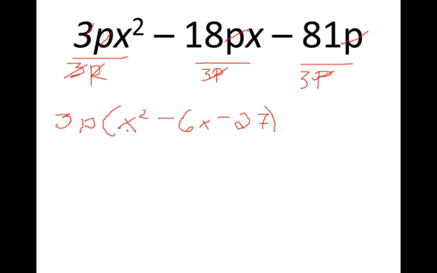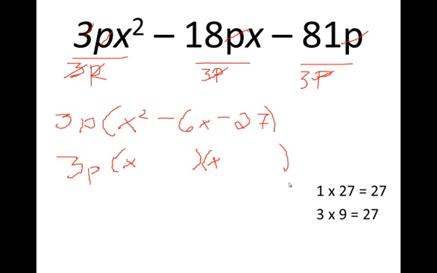Alright, so now I could factor my first term. So I'm going to have 3p outside. I'm going to make 2 brackets. Factor my first term, my x squared. So I'm going to have an x here and an x here. Then I'm going to look at my last term, my 27. I'm going to list the factors of 27. That's 1 times 27 and 3 times 9.